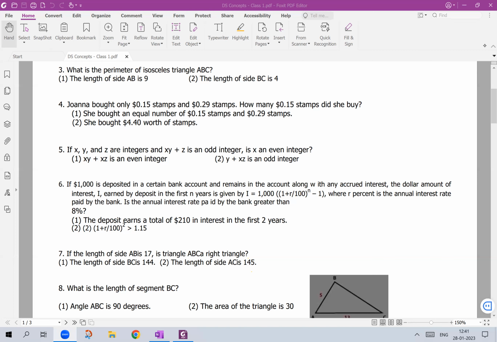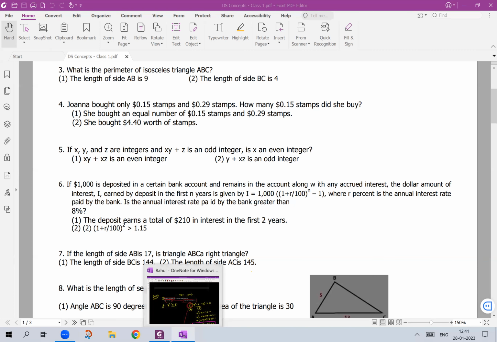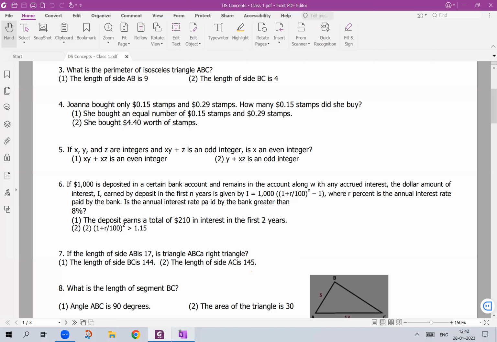So this is a question where some information is given to you. It says xy plus z is an odd integer. x, y, z are integers, and this xy plus z is an odd integer. This is the information given to you in the question. Now the question is asking, is x an even integer? Option number 1 says xy plus xz is even.